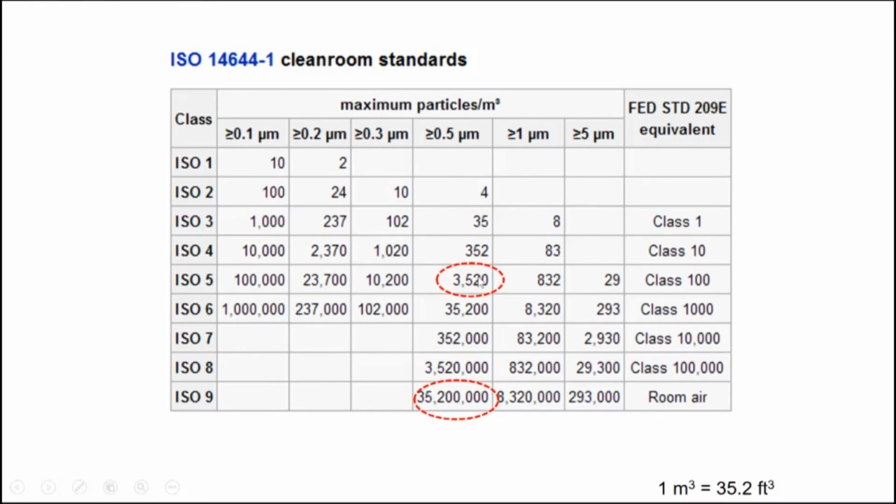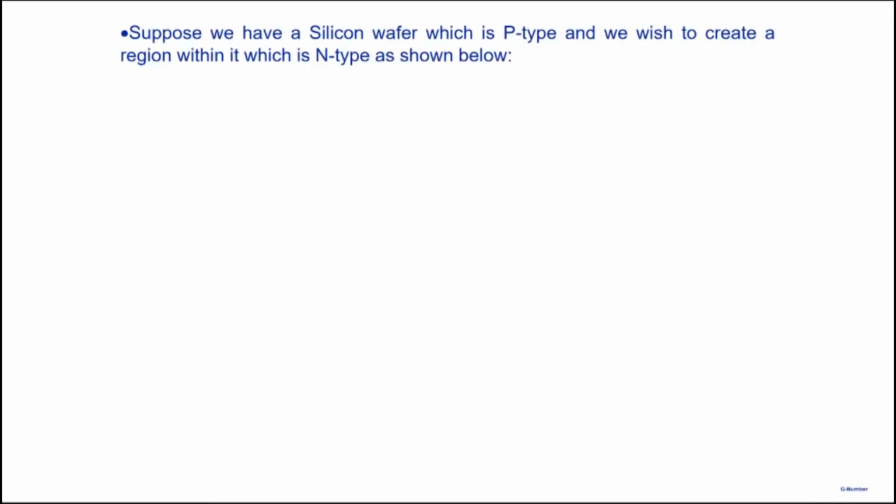So it's a great technical challenge to maintain that kind of cleanliness, with a lot of use of positive pressure, HEPA filters, all kinds of things here. Okay, so how do we create a device? Some of the devices that you're familiar with, we've talked about a MOSFET very briefly. For example, you're familiar with the PN junction. Most devices will have certain regions which are p-type and certain regions which are n-type.